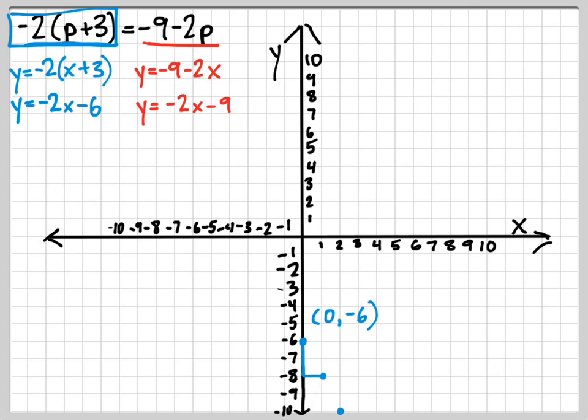I can also extend the line back 1 and up 2. So now I'm going to draw the straight line with a slope of negative 2 and a y-intercept at negative 6. There it is.